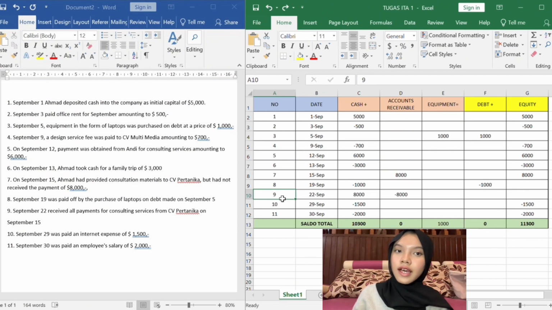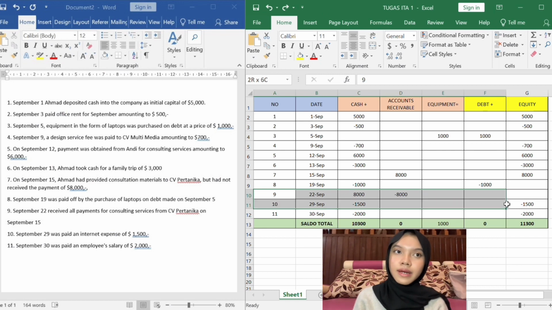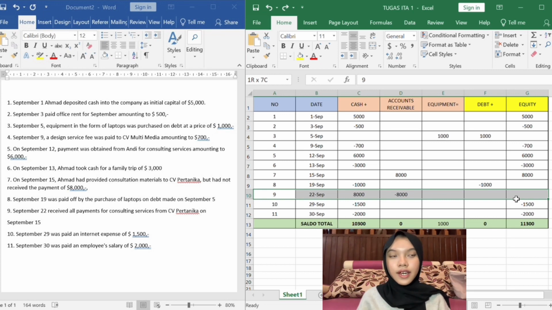Number 9. September 22 received all payments for consulting service from CV Pertanika on September 15. It adds into the cash table because the account received $8,000 and also adds into the account receivable table but decreased $8,000 because CV Pertanika finally paid for the consulting service that was made on September 15.